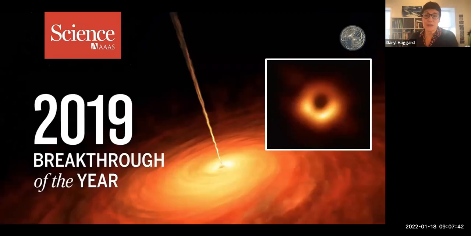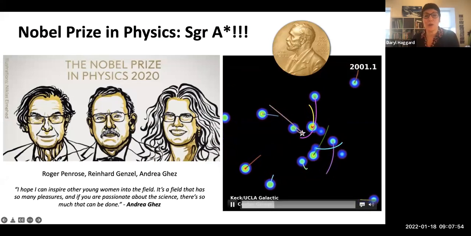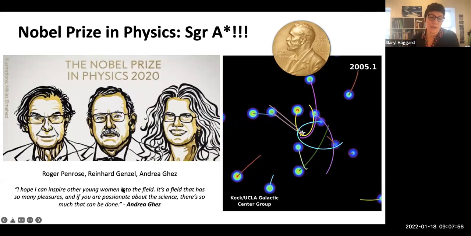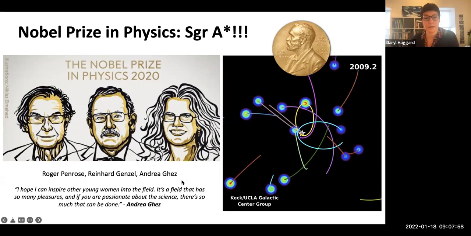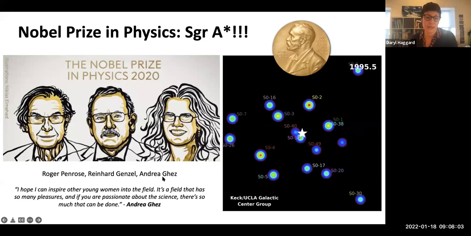And then, really more pertinent to today's talk, this incredible Event Horizon Telescope image of M87, which won the 2019 Breakthrough of the Year. And really then most recently, the Nobel Prize to these three wonderful scientists, Roger Penrose, Reinhard Genzel, and Andrea Ghez, the last two of which have spent their careers studying Sagittarius A star.